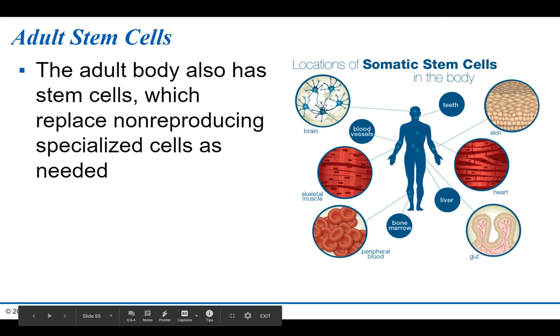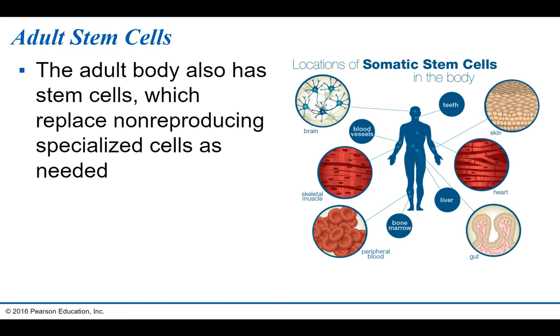Adults do still have stem cells. Adult stem cells are really different than those embryonic ones though. We have stem cells that replace some of our tissues as needed. And so you can see we have stem cells in our bone marrow. You've probably heard of bone marrow transplants. The reason that's effective is they're actually transplanting stem cells. And those bone marrow stem cells can produce all the different types of cells that make up your blood.